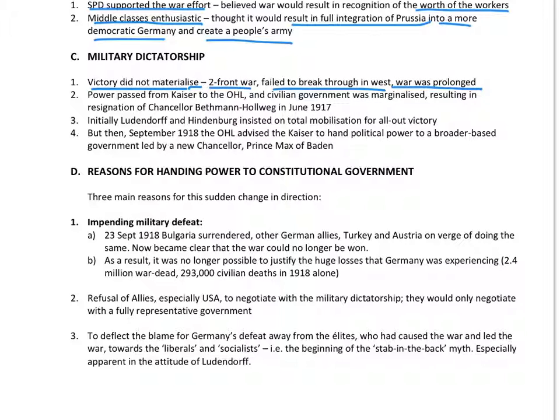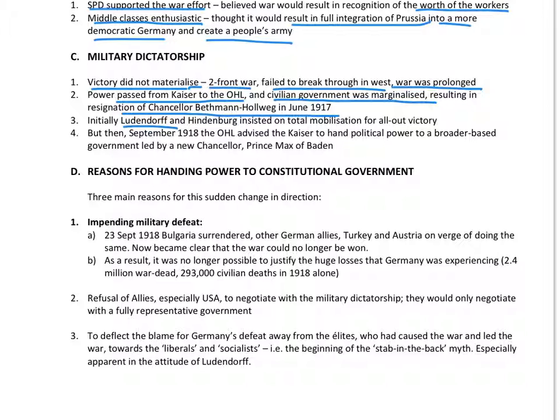Okay, so the longer the war went on, the greater the impact on German morale. So power passed from the Kaiser to the OHL under Hindenburg and Ludendorff. The civilian government was increasingly marginalised, eventually resulting in the resignation of Chancellor Bethmann Hollweg in June 1917. Now again, you've got the notes on all of that from Leighton and Collier, so revisit your notes for the details on that.